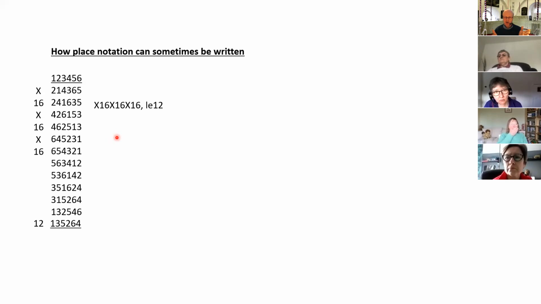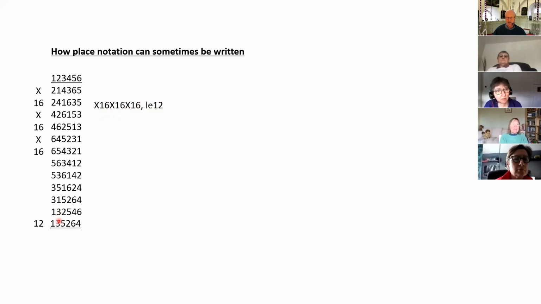I was talking earlier about a plain lead of a minor method. How many rows in a lead end? 12. Right. But if you're going to have just the place notation for half of those, how many bits of information are you going to have for that? Six. Okay, because you only need to go halfway. And you've got that there: 1, 2, 3, 4, 5, 6. And then you get that extra bit of information. The lead end is a 1-2 lead end, and that's called a seconds place lead end.